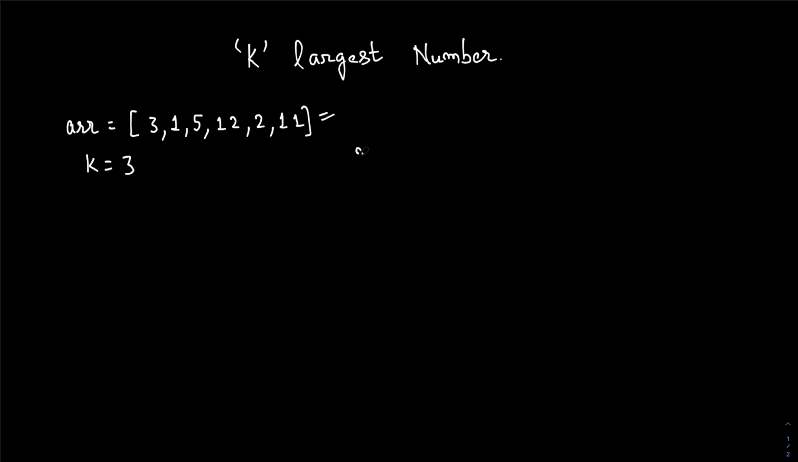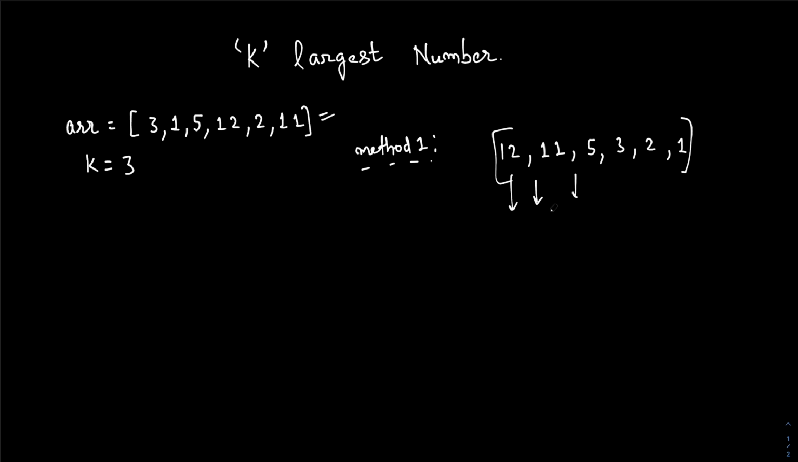One method is that we can sort this in decreasing order. So it's going to be like this: 12, 11, 5, 3, 2 and 1. Now we'll choose the starting k elements, 1, 2 and 3. So it's going to be 12, 11 and 5. So this is also one way to solve this question, sorting it in decreasing order.